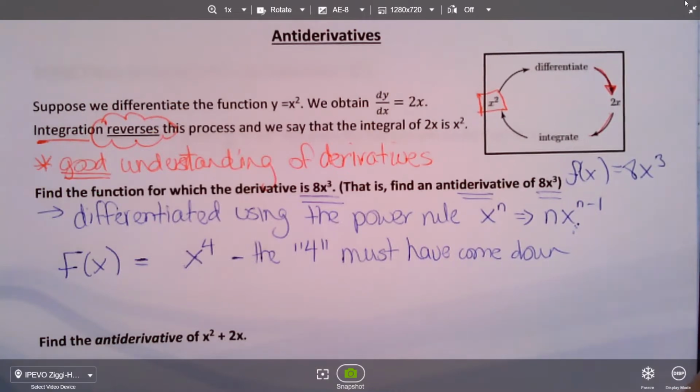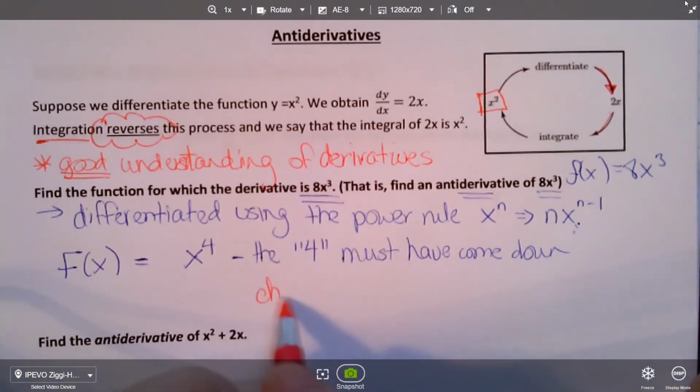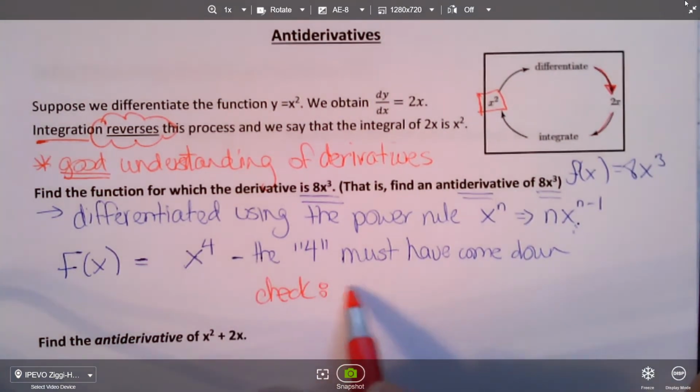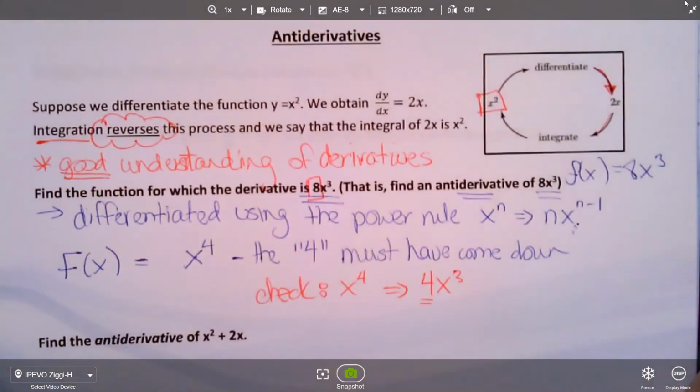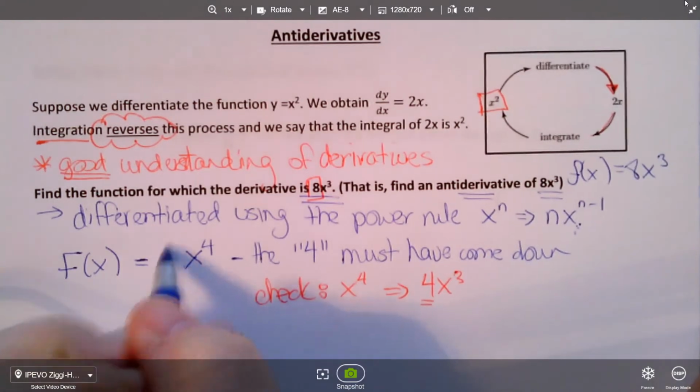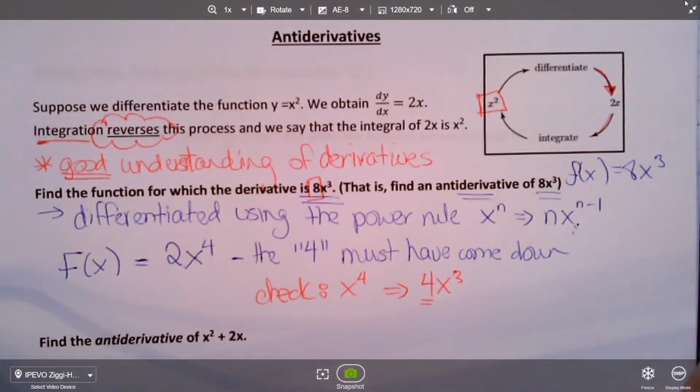But then you realize, when you do a quick check, that when you take the derivative of x to the 4, you get 4x cubed. Well, that's not what I have. I have 8x cubed. So obviously I brought down the 4 in front, and it must have multiplied with something to make 8. And the only thing that 4 would have multiplied with to make 8 must mean there was a 2 in front of it.